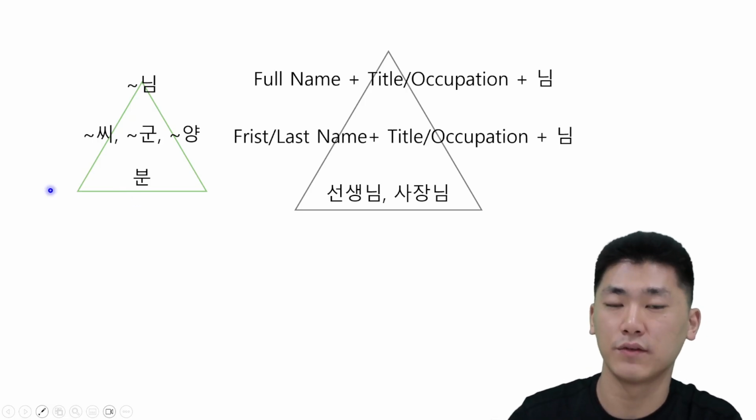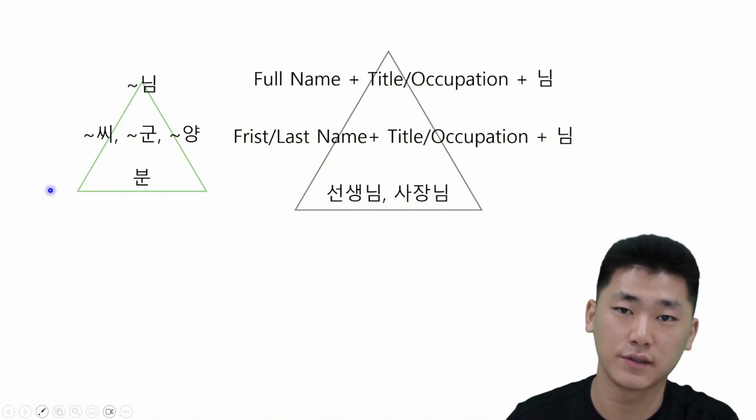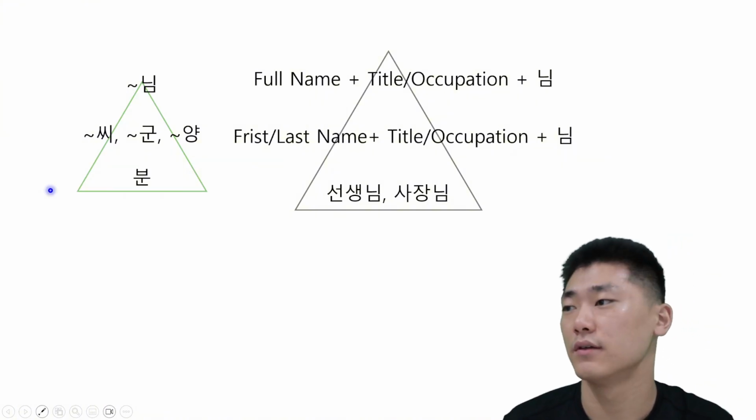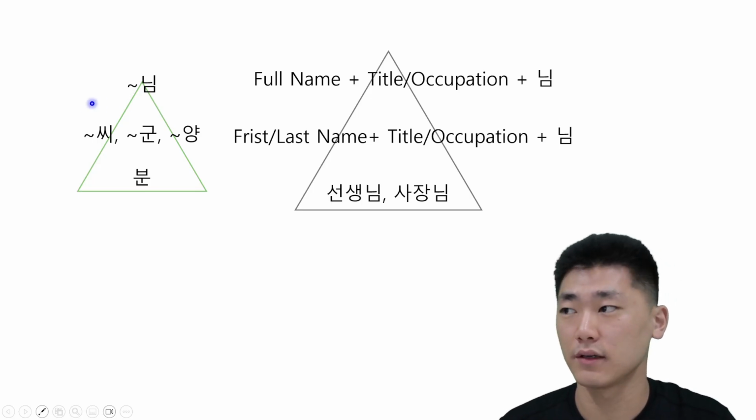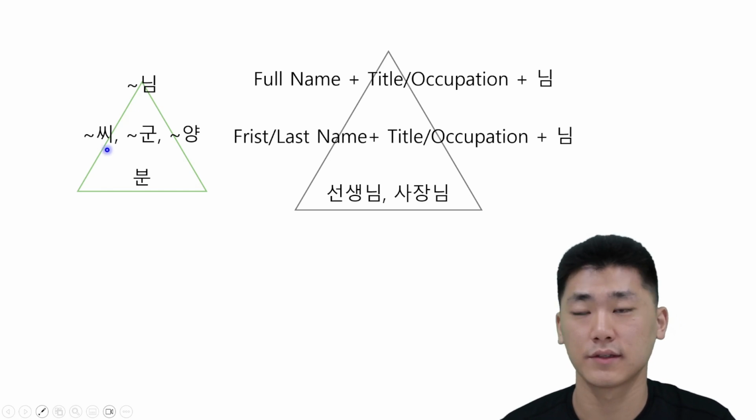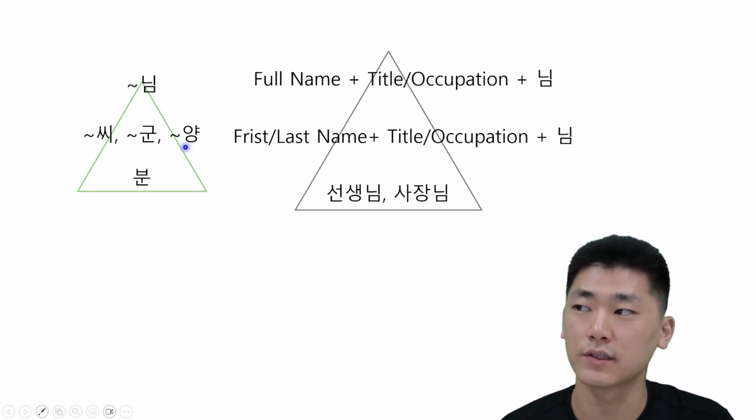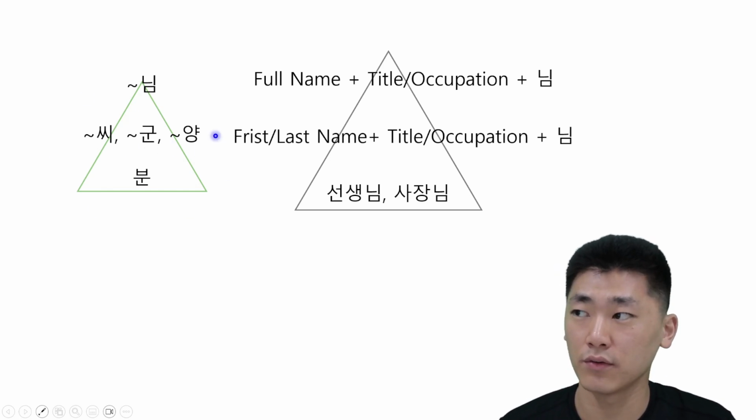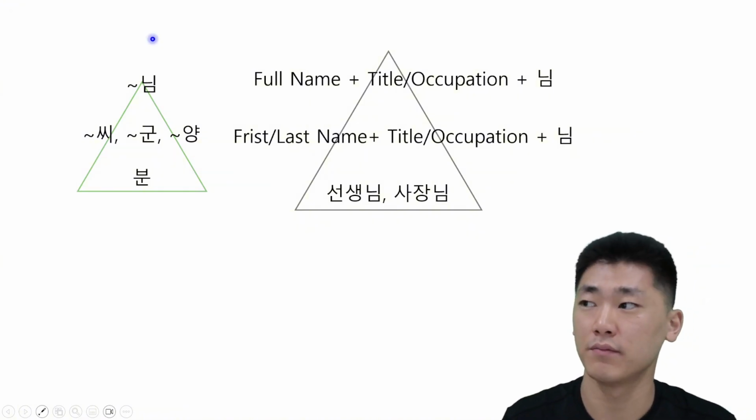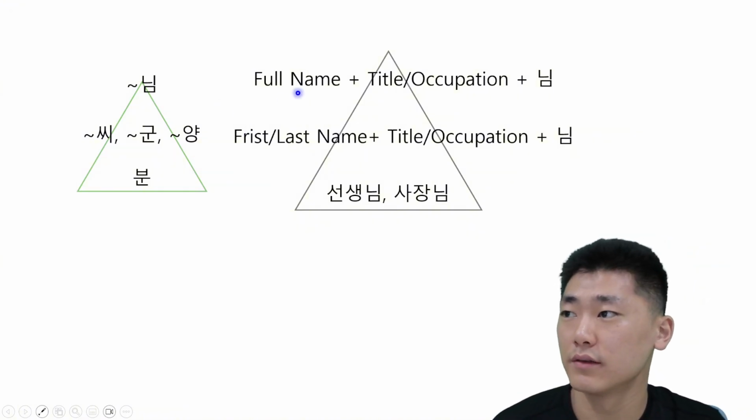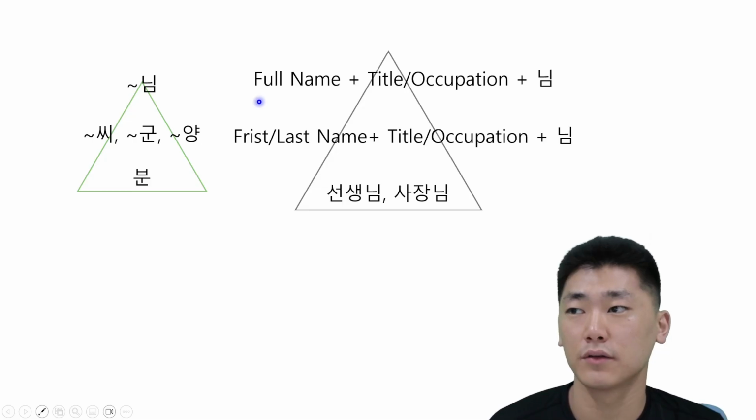There are differences in politeness between these pronouns and honorifics. So someone 님 is the highest honorific, and someone 분 is less polite than someone 씨, someone 군, someone 양. But these are all formal words, so you can use them freely in public and there would be no problem. And move on to the next pyramid, which is about title and occupation.